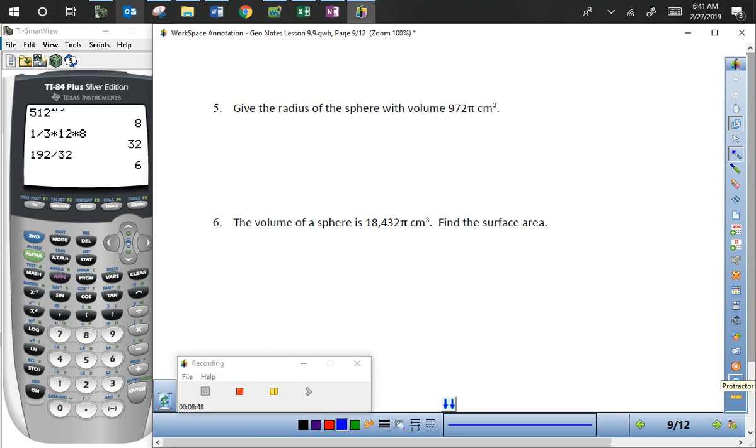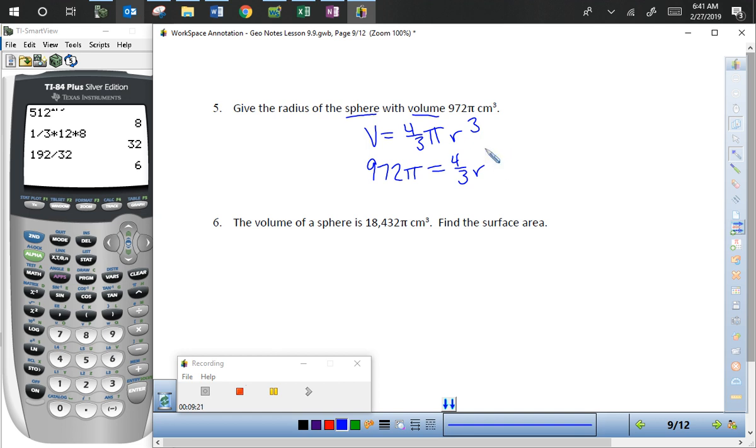Number 5 here, give the radius of a sphere with volume 972 pi centimeters cubed. So this one we're looking at a sphere and the volume. So V equals, for volume we've got 4/3 pi r cubed. And then we're plugging in just this 972 pi. That's all we were given. That was the volume, so it's going in for V. First thing we're going to do is go ahead and get rid of that pi. We'll divide it over.